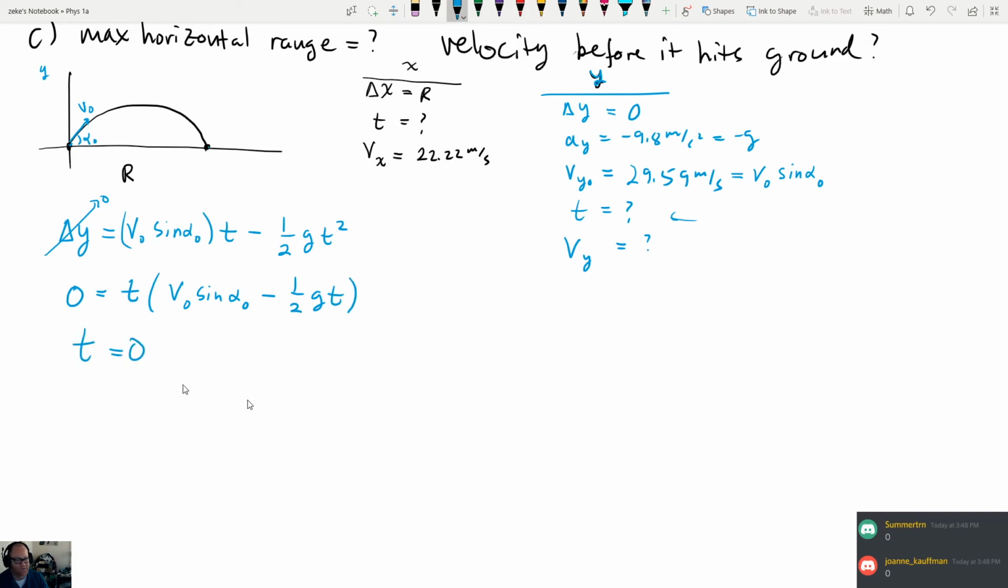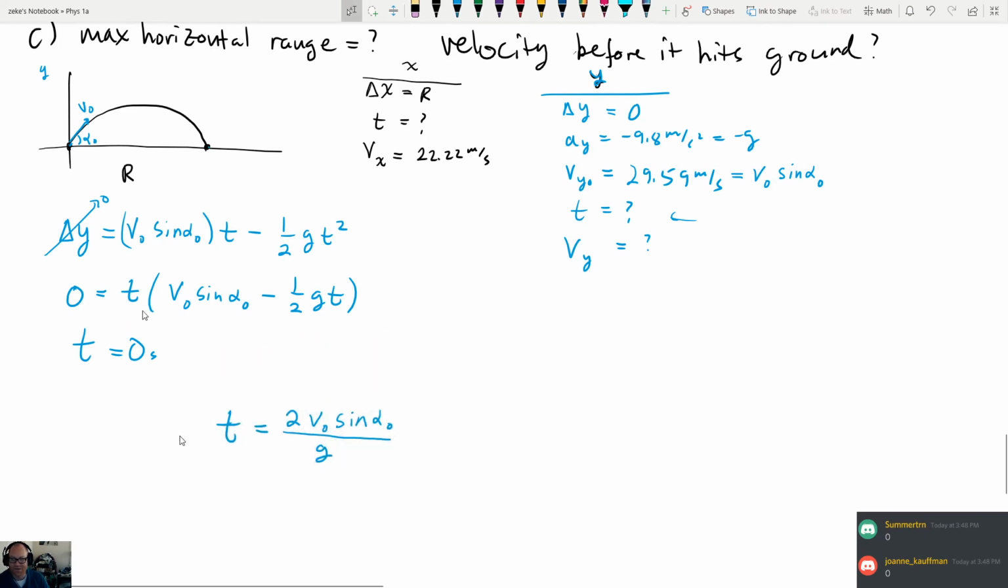The time can either be equal to 0. At t equal to 0, the ball is here. That's one time when the delta y is 0. Or you get the other solution, which is that the time, you get it from this equation right here, should be equal to 2 times V initial times sine alpha naught divided by g. Okay, I shouldn't have done that. Sorry, I skipped a step again.